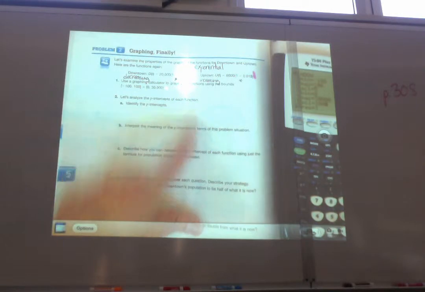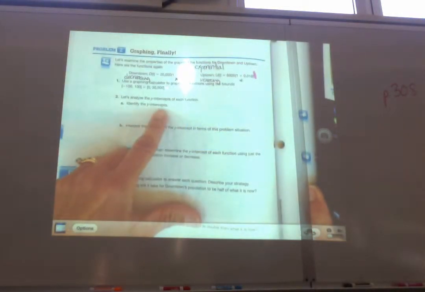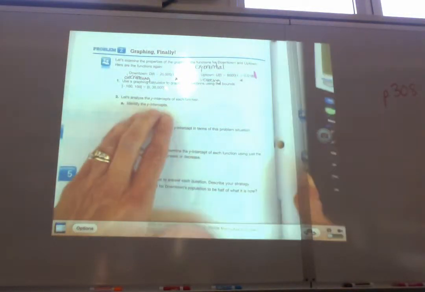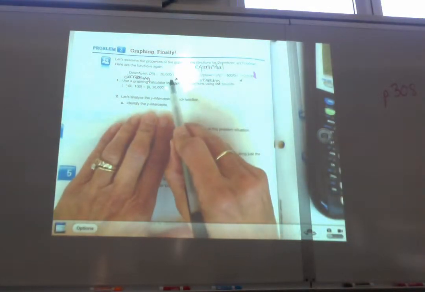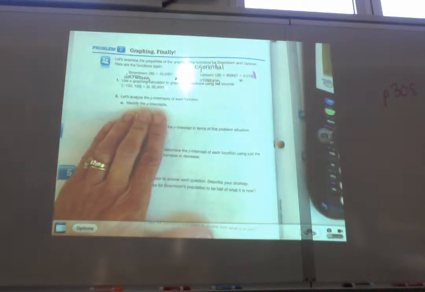the y-intercepts of each function. Identify the y-intercepts. I think we're going to need to graph them right now to find a y-intercept. Well, actually, let's think about this. If I'm going to have a y-intercept for a function like this, it's going to be at t equals 0, time 0.